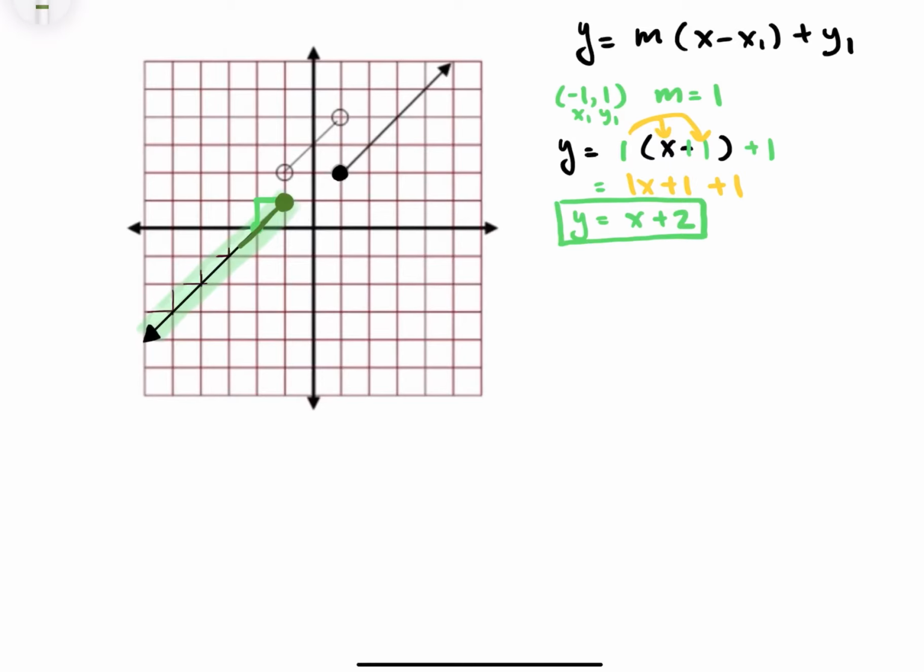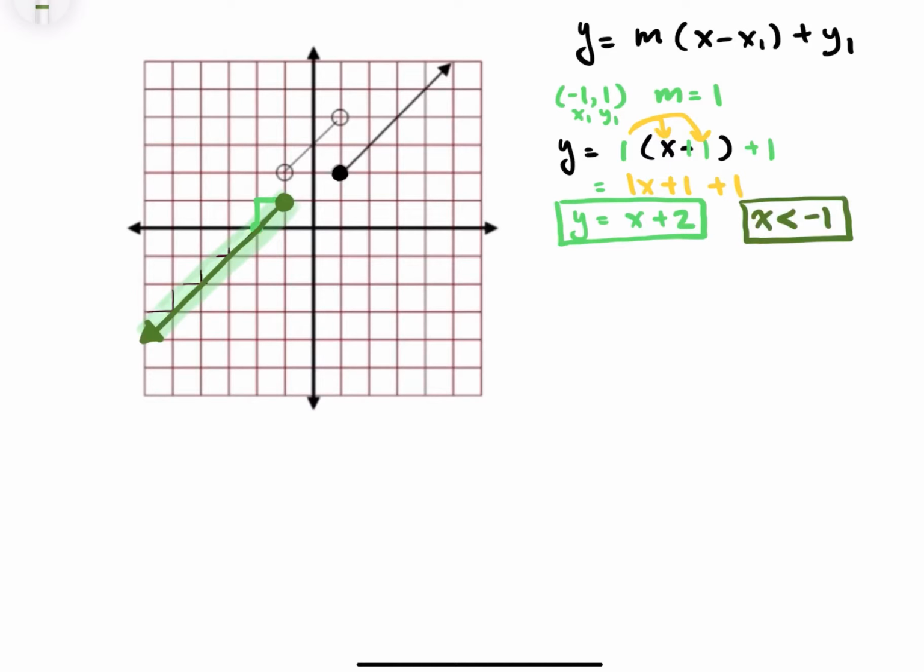And then we can see the other endpoint is an arrow. And it's an arrow going to the left. And remember, left is less. So that means x has to be less than that other endpoint, negative 1. So there's our constraint for that first equation, or that first piece.